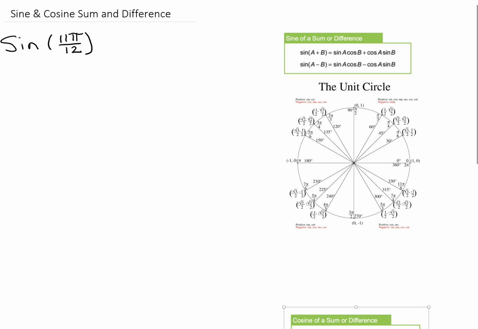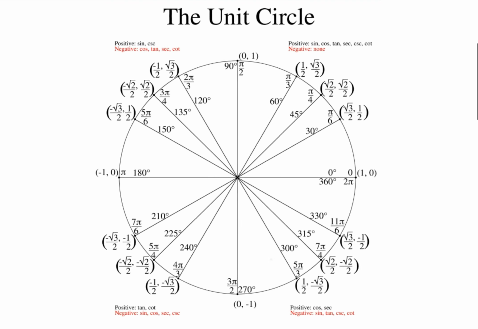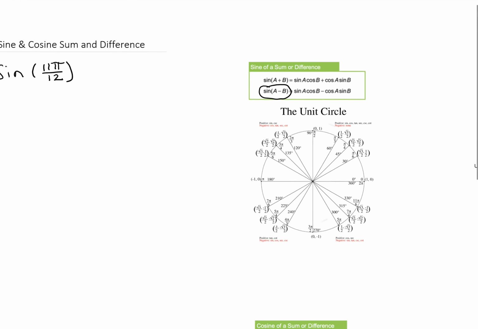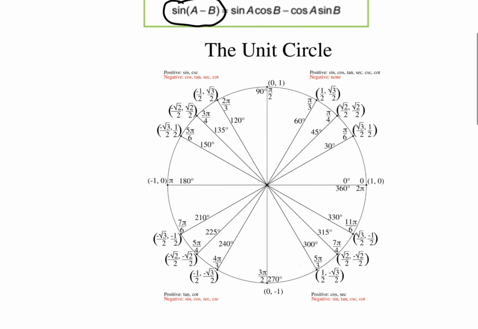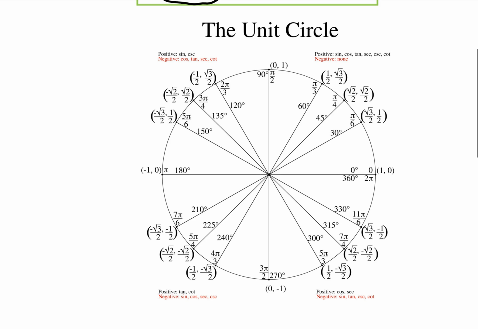You just have to look at the unit circle and find values that will give you 11 pi over 12, either when added or subtracted. In this case, I'm going to use this subtraction identity. And so let's go ahead and zoom in on the circle. And let's find some values that will give us 11 pi over 12, which is what we were looking for. So let's see here. If I take a look at, suppose, 7 pi over 6, and let's say pi over 4, where is that? Right about here.